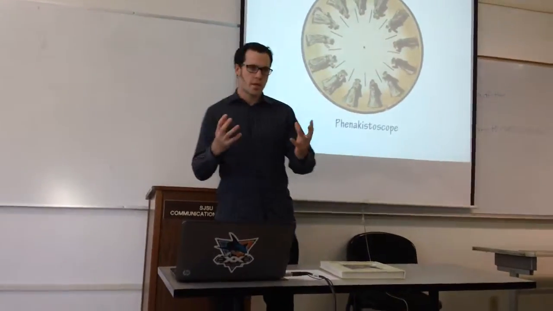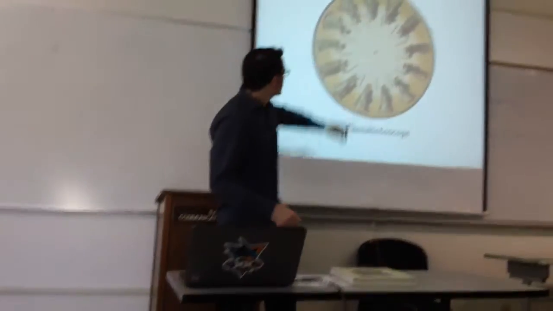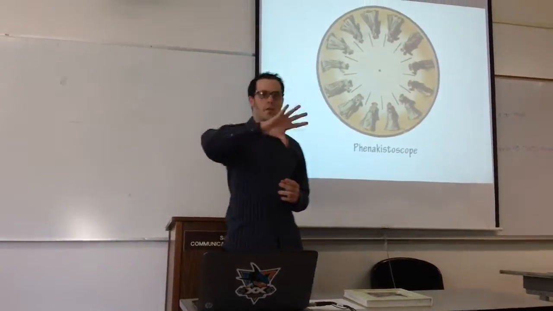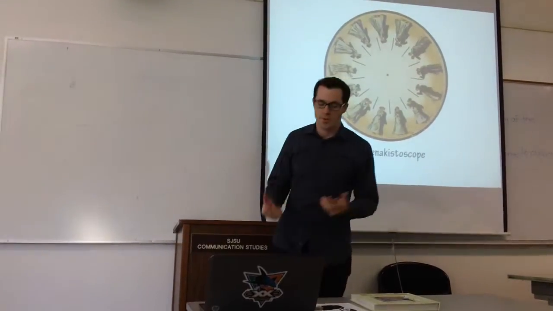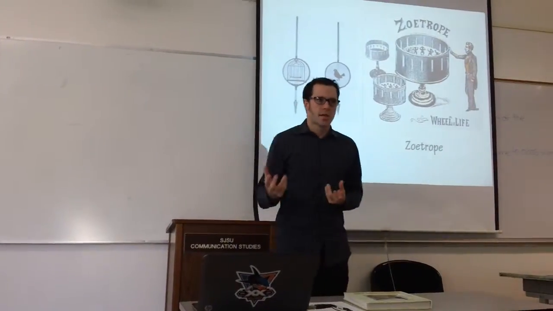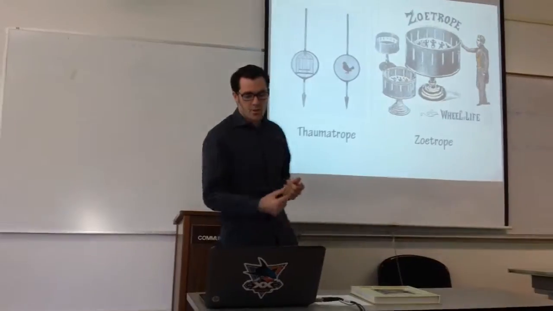What you did was you pointed the image portion of it towards a mirror, and you look through the back, and they have slits on it right here. You look through the slits, and as you did that, it looked like whatever image was printed on the front of it was in motion. And there were several other novelty items like that around during the 19th century, such as a thermotrope and a zoetrope.